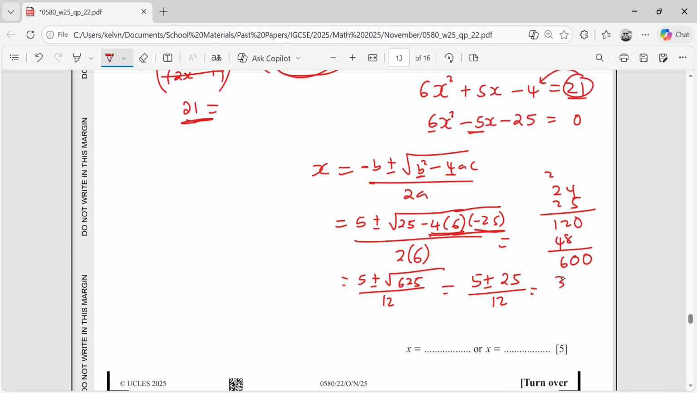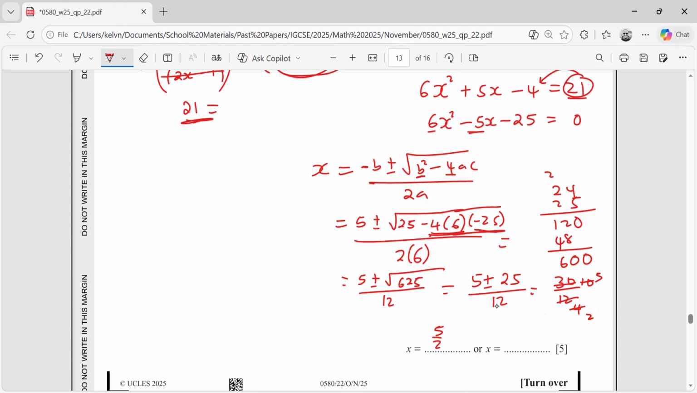So it will be 30 over 12. Okay, and that simplified, I can divide by 3, 4, then by 3, 10, and then by 2, 5, and then by 2, 2. Right? Yes. So the first answer will be 5 over 2.